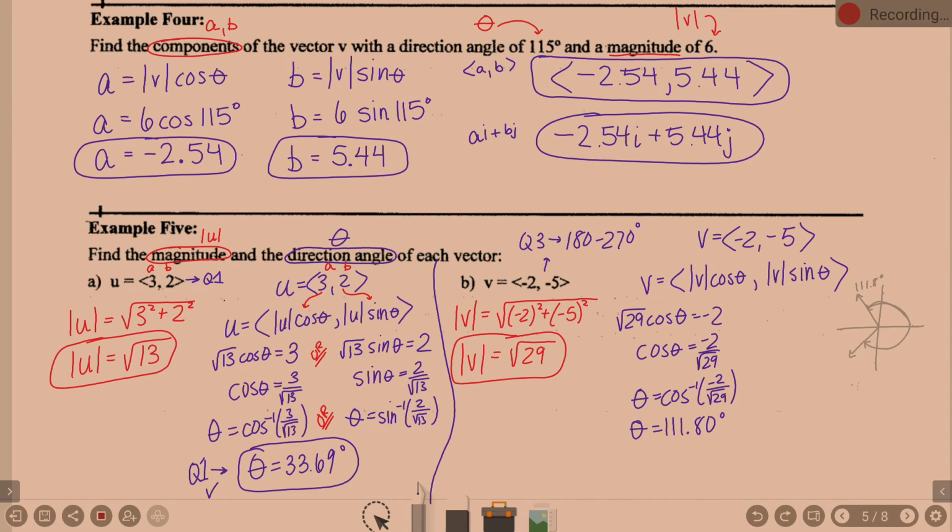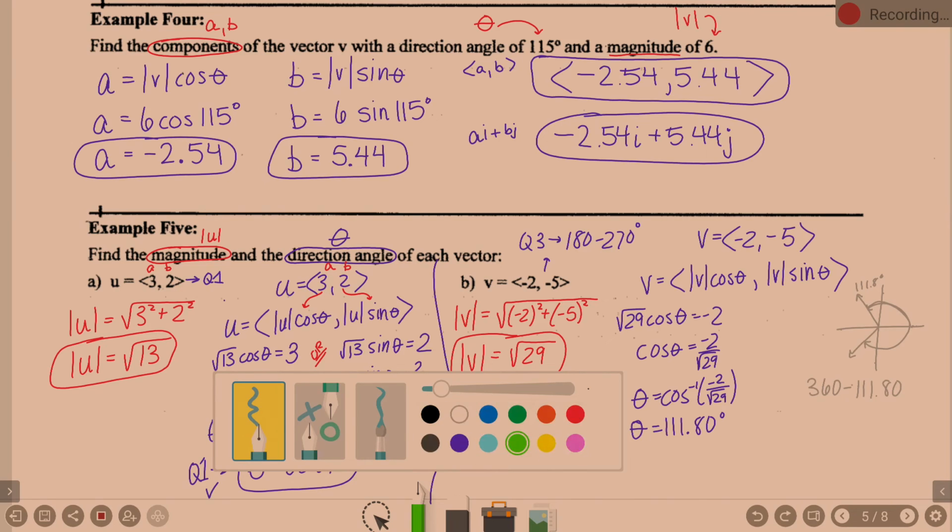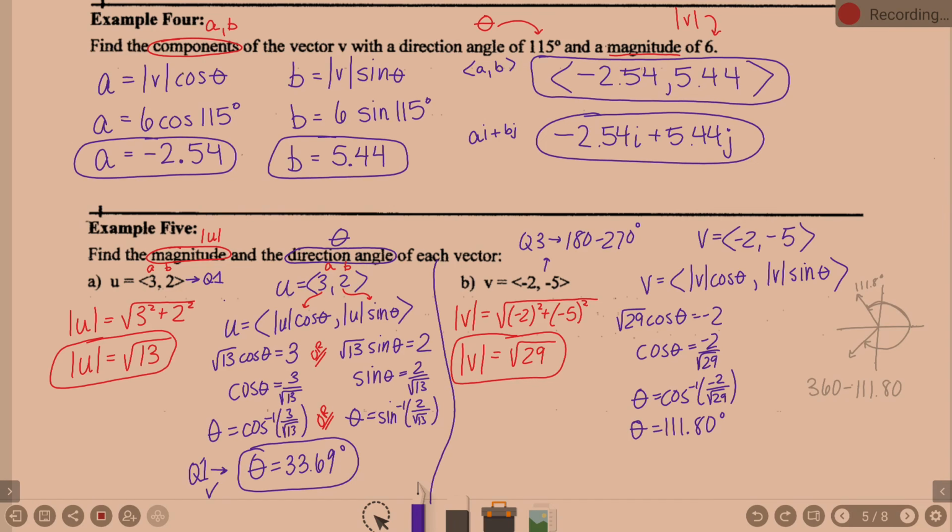What'd you say, Natalie? Subtract from 360. Because where are you starting at right here? This is 360, yes? And if we're going backwards, you can think 360 minus 111.8. 360 minus 111.8, which is 248.2. Okay.